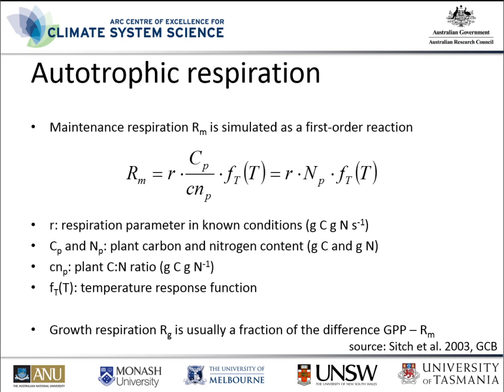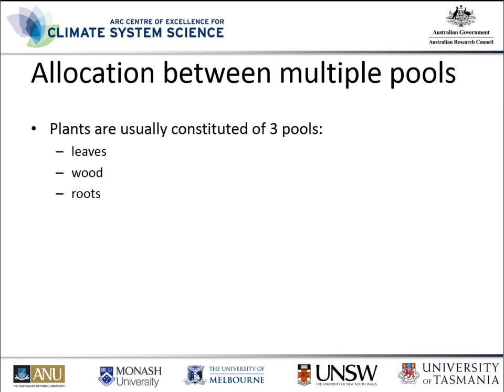So now we got NPP. That's what enters the tree, so it has to be allocated to different plant components. Plants are usually constituted of 3 pools. This is a claim from me, because that's how it's done in the model I'm using. But basically you can imagine we have leaves, we have wood, the trunks, and what's under the ground, so the roots.